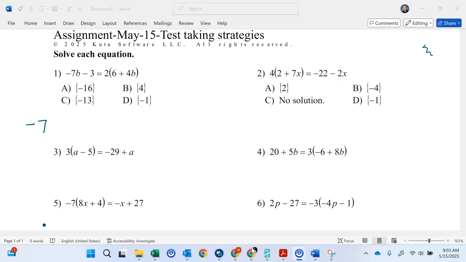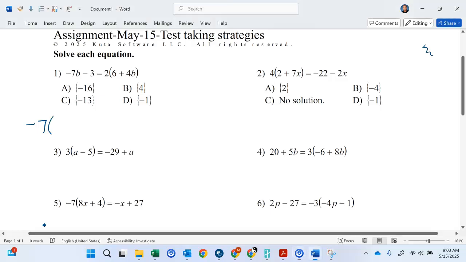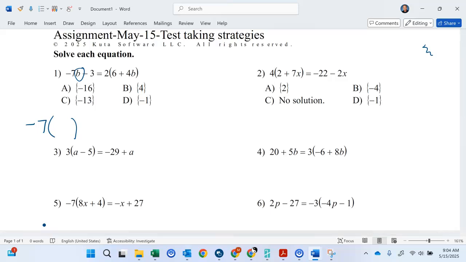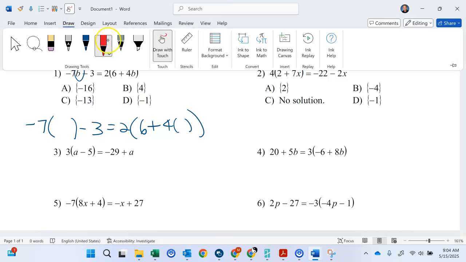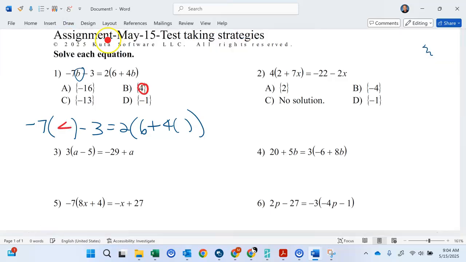Now, if I've got a calculator, great. Otherwise, I might have to do some math. But let's just say I've got a calculator. So I'm going to go like that. And wherever I see the variable, I'm going to put parentheses so I can substitute in the 4, right? And then minus 3 equals 2 parentheses 6 plus 4, smaller parentheses here for the 4. So the first number I'm going to try is the 4 to see if B is correct, because that's the easiest number for me to plug in.